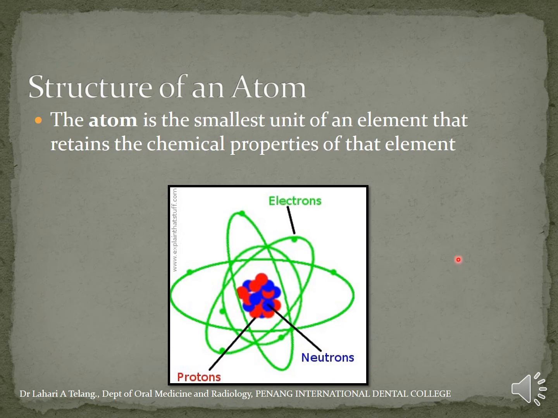Just to recollect the structure of an atom: the atom is the smallest unit of an element that retains the chemical properties of that element. We are all familiar with this Niels Bohr solar system type of structure of an atom, where at the center you have protons and neutrons, and in the periphery you have the electrons around the center of the atom. The electrons are negatively charged, the protons are positively charged, and neutrons are neutral.